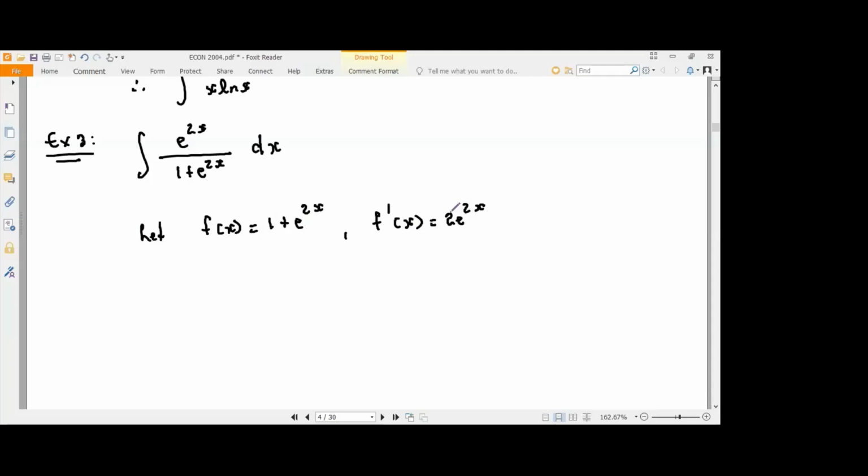Now you realize that in the current numerator, we only have e to the 2x. We needed it to be 2e to the 2x. How can I change it to achieve that property? Well, what you can do, ready, is manipulate it. So we're going to manipulate e to the 2x over 1 plus e to the 2x so that it gives us the result that we want.